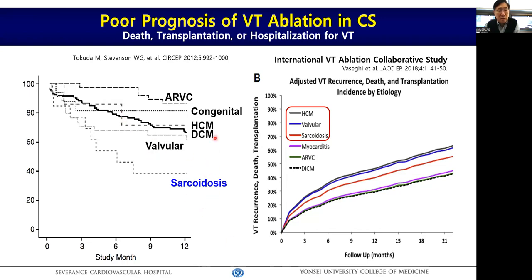And in these studies from the Stevenson Group and the International VT Collaboration Study Group, sarcoidosis shows a very poor rhythm outcome after VT ablation, along with HCM or valvular VT. But the outcome of VT ablation in patients with genetically associated cardiomyopathy, such as lamin mutation, is even poorer.